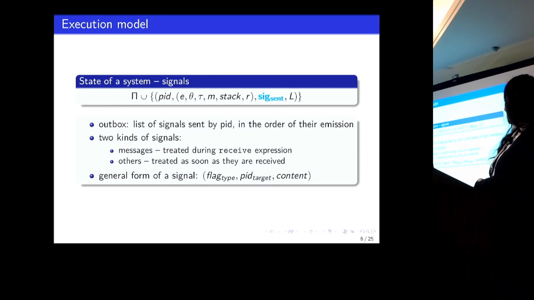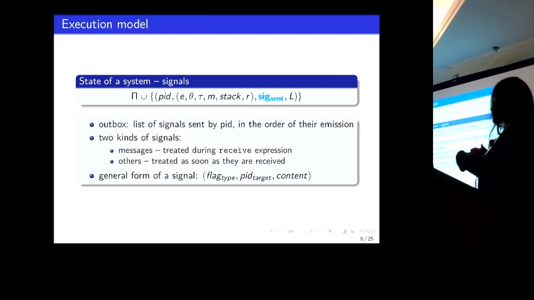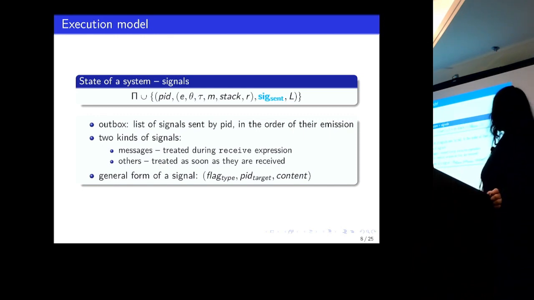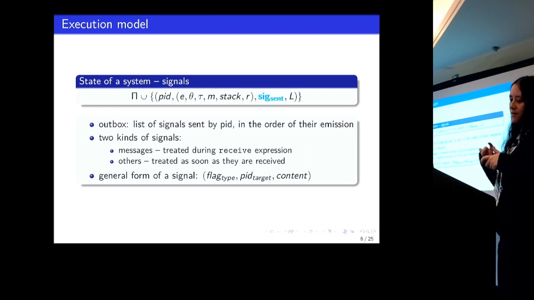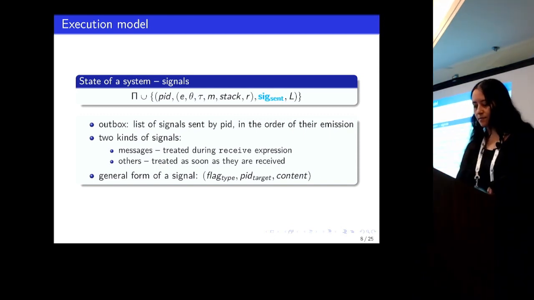We have two kinds of signals. We have signals which are messages, and the messages are treated during receive expressions, and we have all other kinds of signals, and these ones are treated as soon as they are received. The general form of a signal is a tuple, where the first element is a flag saying if we have a message or something else. The second one is the identifier of the target of the signal, and the third part is the content of the signal.